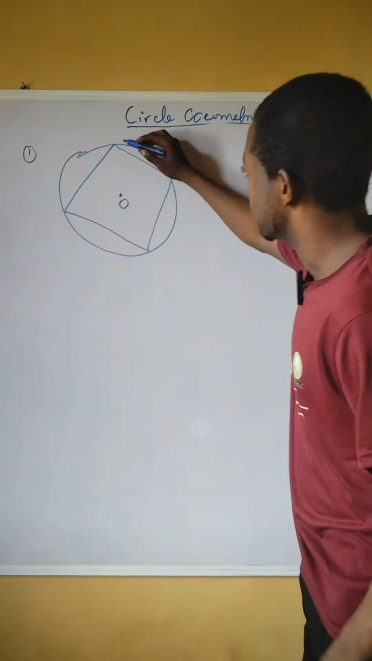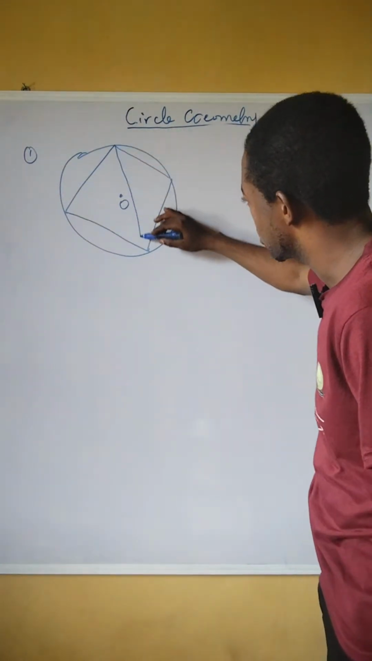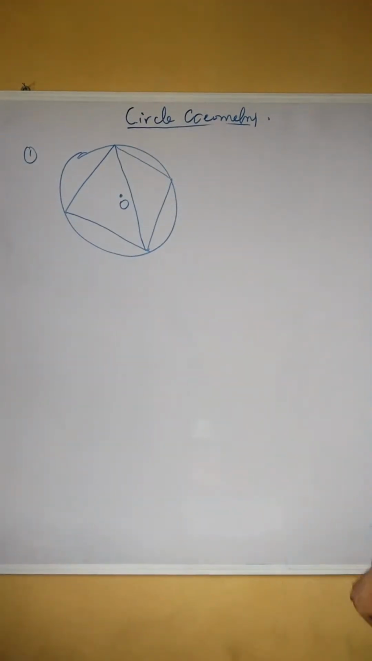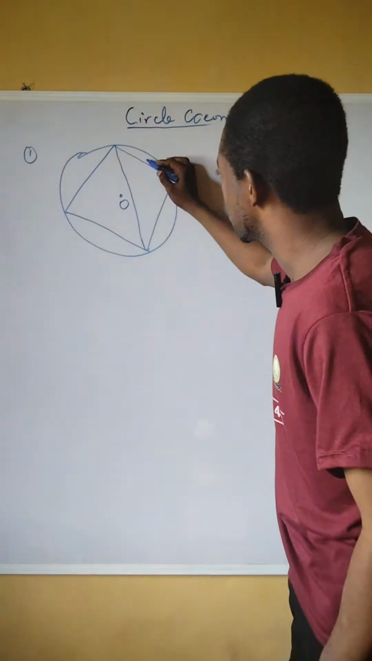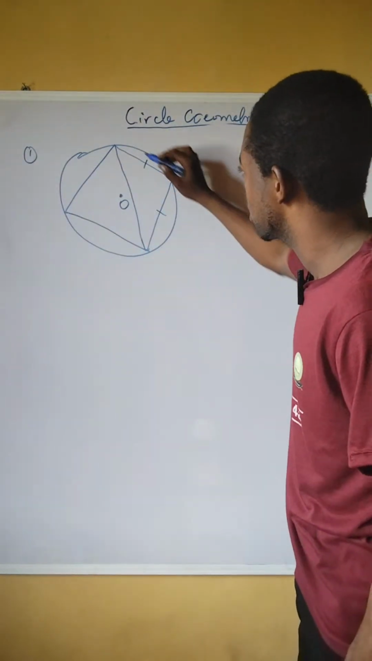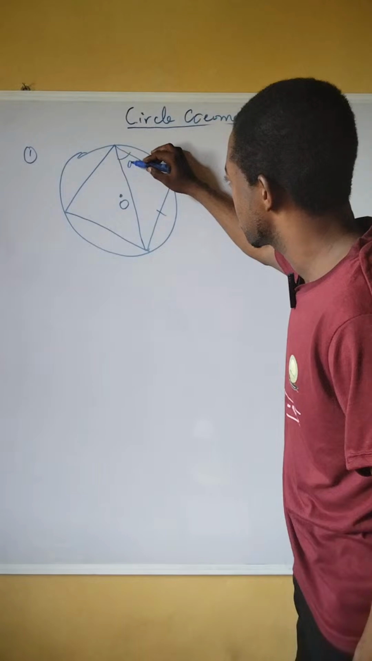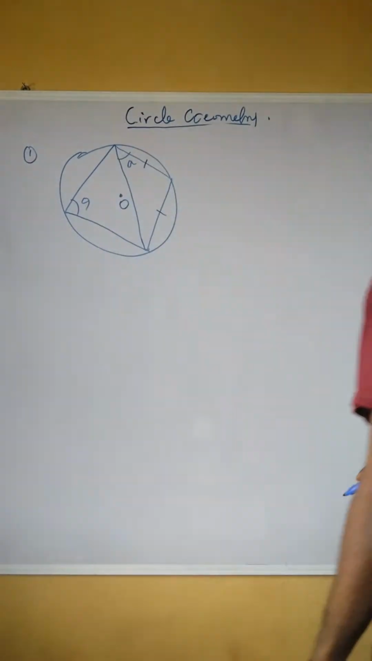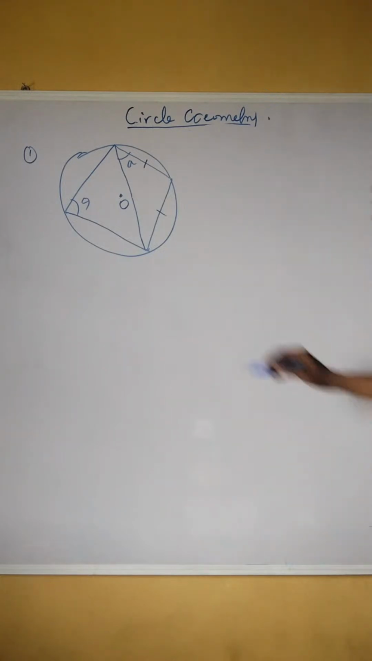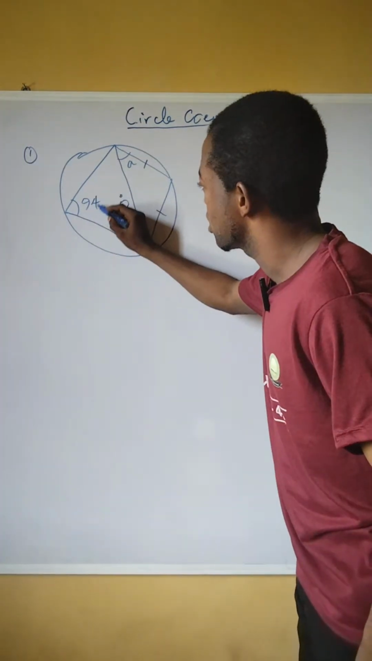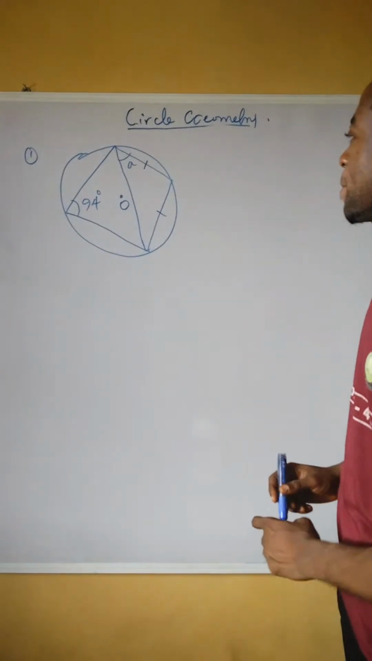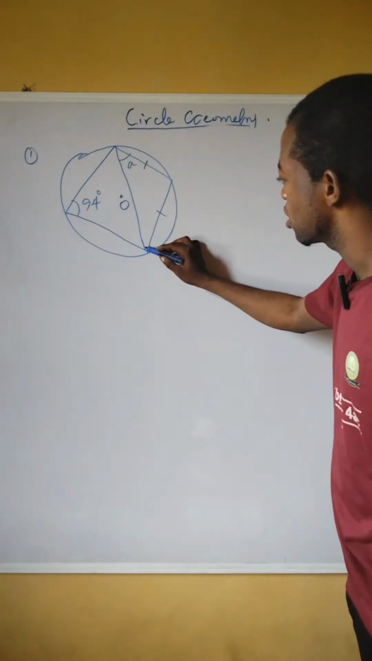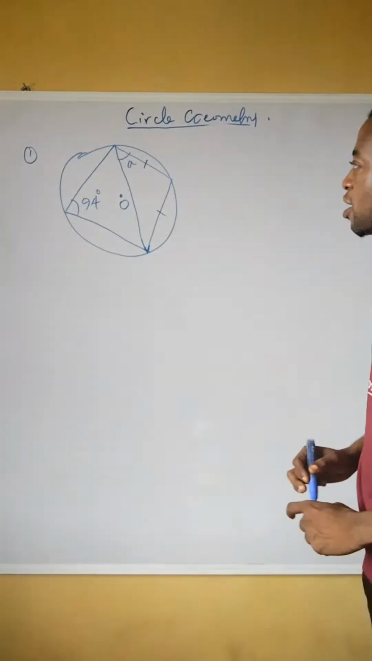And this line is joined together this way from here to here. And this line has a symbol put here, and they label this as A, and they label this angle as 94 degrees. The question says find the value of angle A. Now look at this.